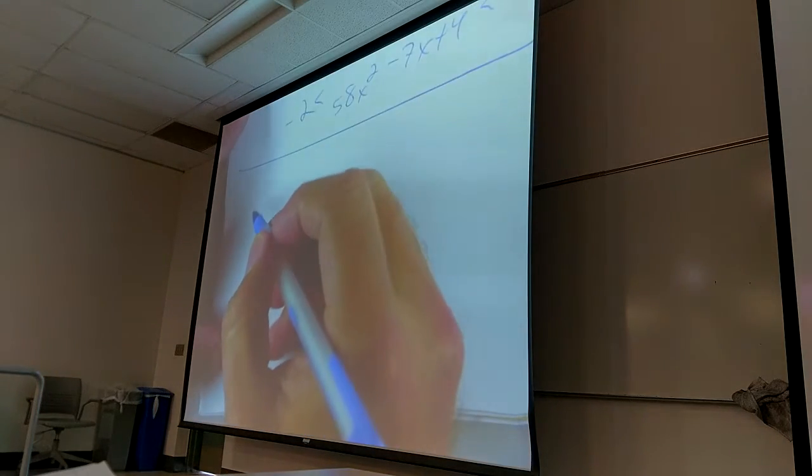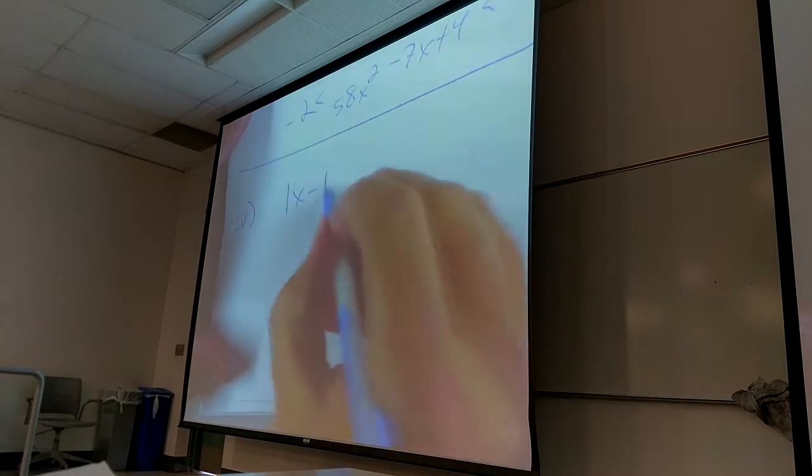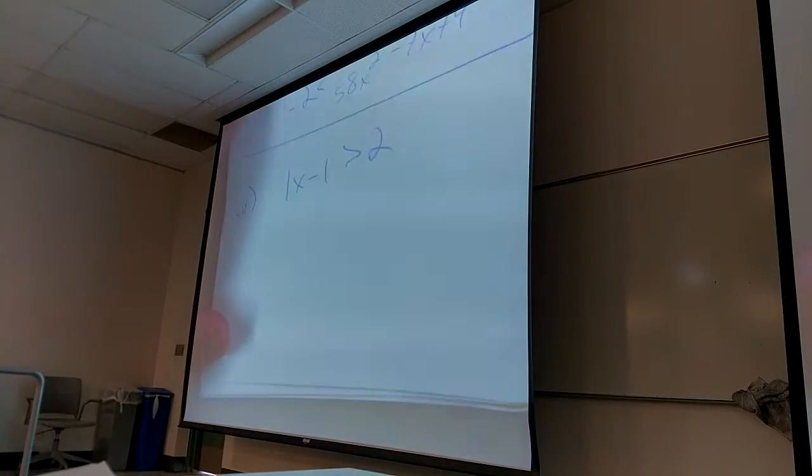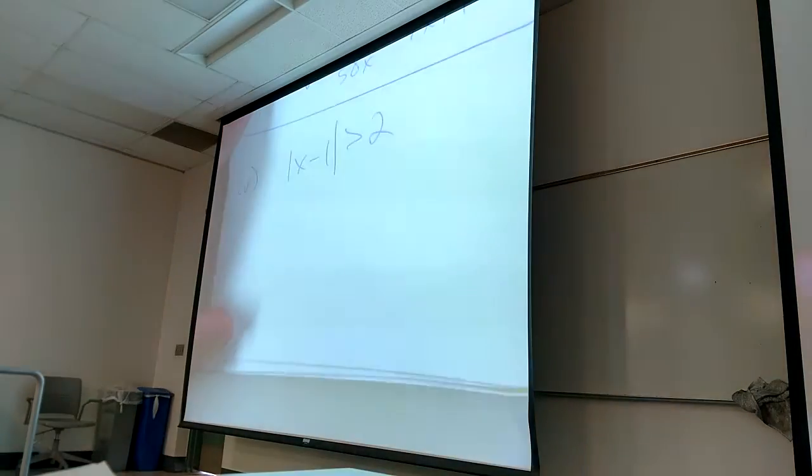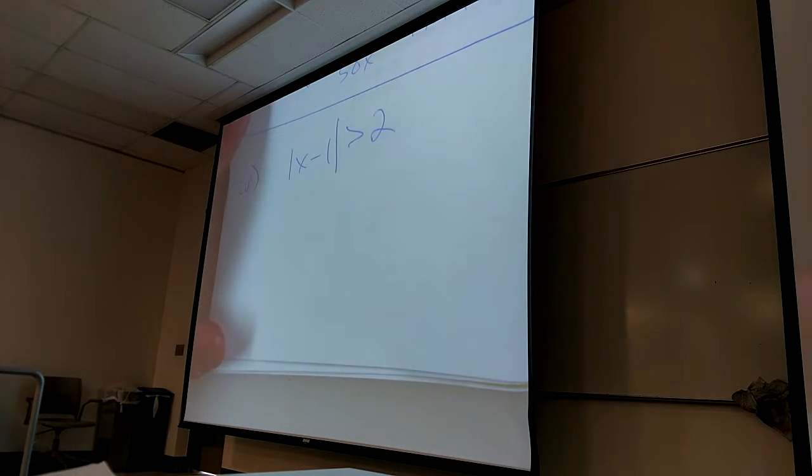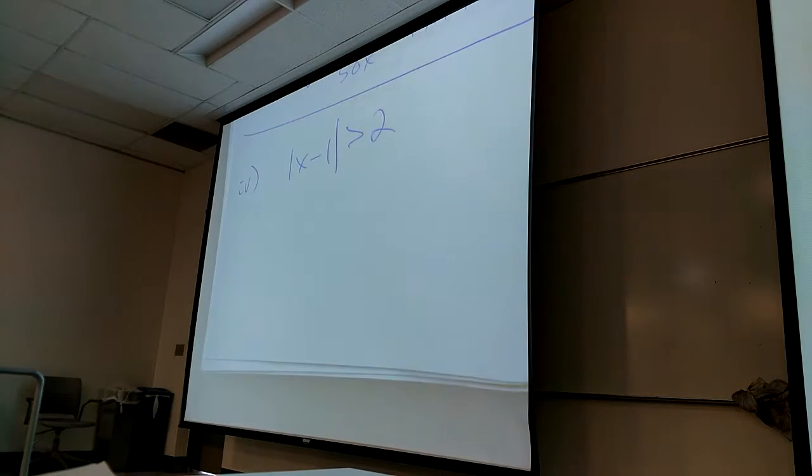Okay, so what about greater than? What if I had the absolute value of x minus 1 is greater than 2? Greater than is stay away from me. Why does that make sense? Because absolute value is distance, and this is distance bigger than something.